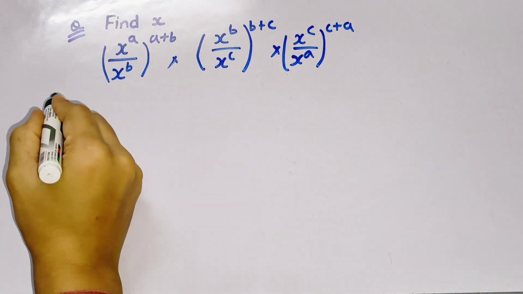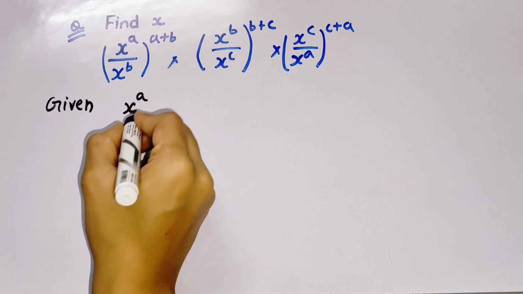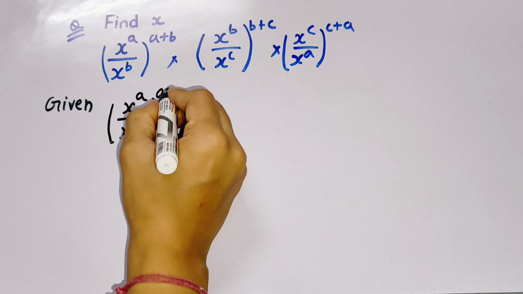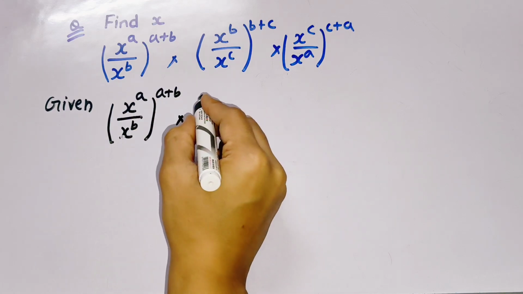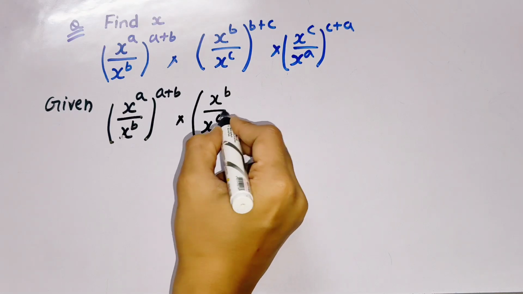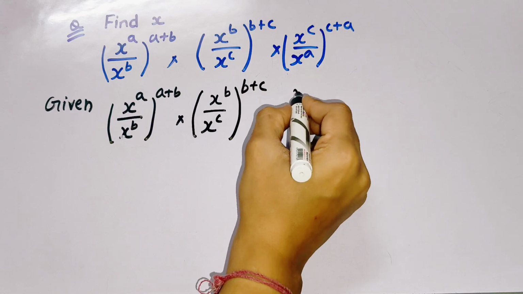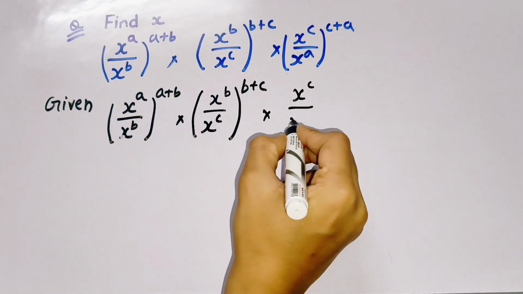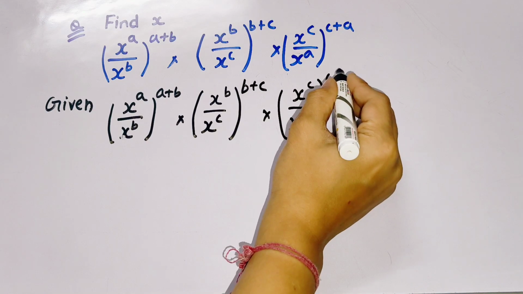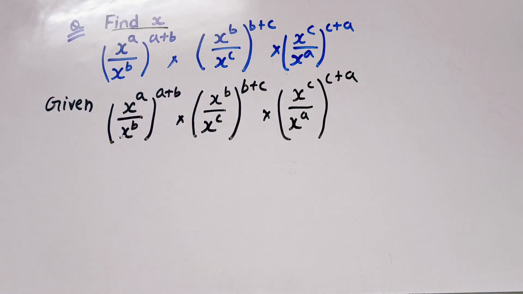We have given (x^a / x^b)^(a+b) × (x^b / x^c)^(b+c) × (x^c / x^a)^(c+a). Then find the value of x. We have to find the value of x.